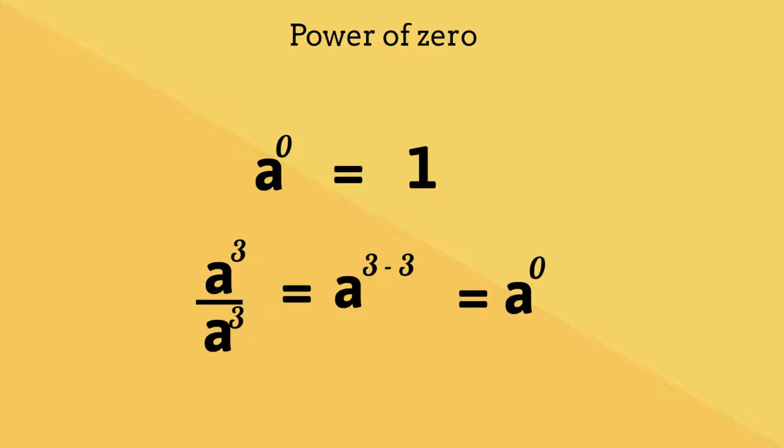But we already know that any number being divided by itself equals 1. So it's going to be the same thing in every situation. a to the power 3 divided by a to the power 3 equals a to the power 0, and that equals 1.